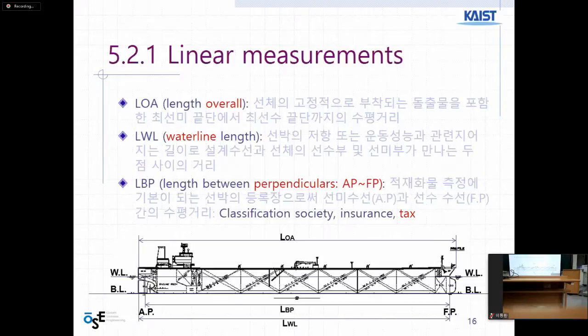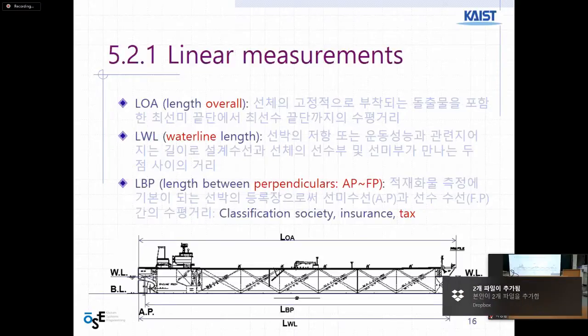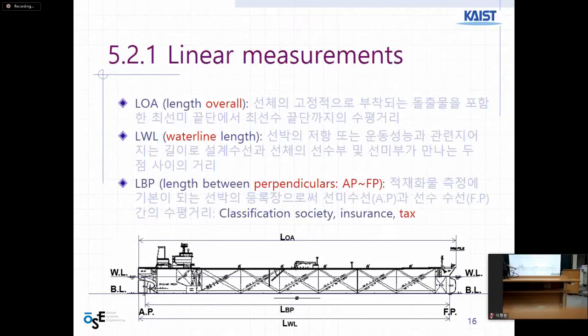Every time. But we know that maximum draft, or we call it the design draft. Design draft is the maximum draft limitation. So we call this the design load line or waterline length, LWL. And LBP is more important for the shipbuilding company, because it is between AP and FP. These are short names of after peak and fore peak.